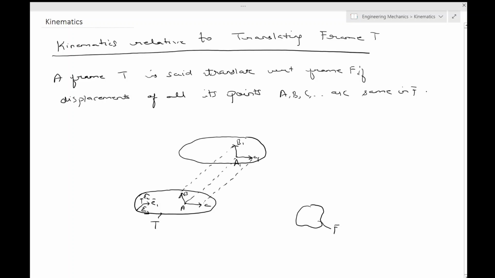Okay, so the displacements of all its points A, B, C and as many other points that you take are the same in F. So the displacement of B going to B1 and A going to A1 and C going to C1 is exactly the same.